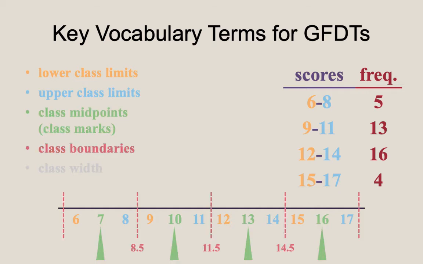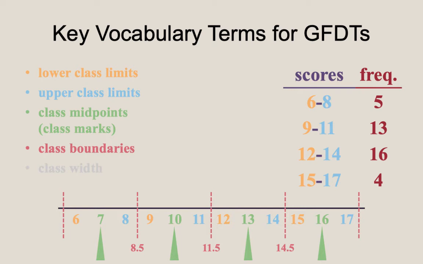Between each class, we can imagine a fence that separates one group of values from the next group of values. We will call these fences the class boundaries. The class boundaries are indicated here with the pink dashed lines. The value for a boundary can most directly be calculated by taking the average of one class's upper class limit and the next class's lower class limit.